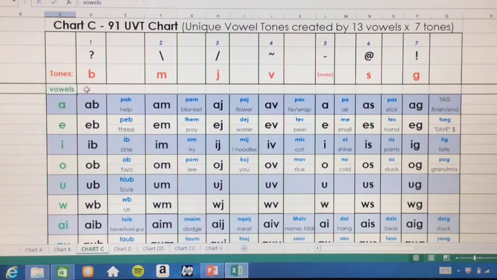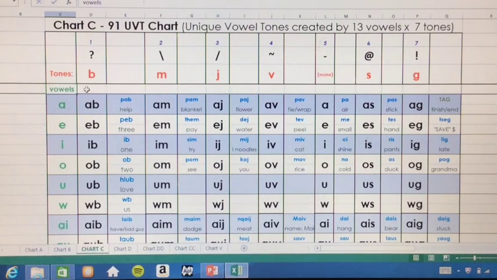If you look to the far left, you'll see all the vowels in green, starting with the single letter vowels followed by the double letter vowels. If you look at the very top of this spreadsheet, you'll see some symbols. And those symbols are there, if you're a visual person, to help guide you as to how to pronounce a vowel with each of the 7 tones, and I'll explain the symbols in a little bit.